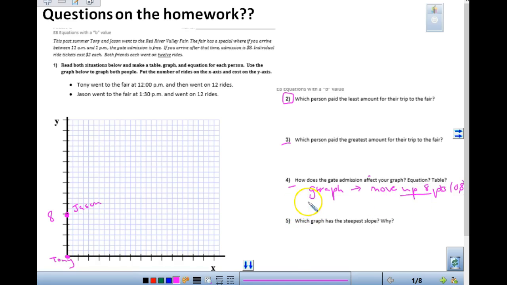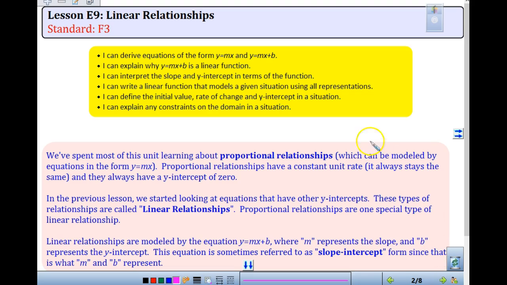How did it change our equation? Someone want to tell us what they put for how it changed your equation? Because the first one was just y equaled what? What was Tony's? Y equaled, anyone have that one? You guys are ready to take notes? Let's do our notes. This is where I see most of you at.